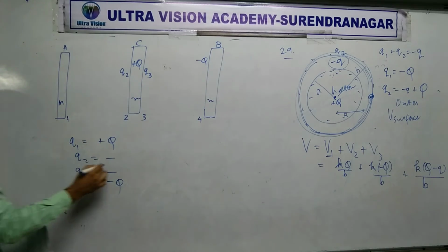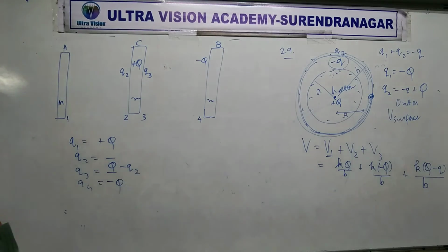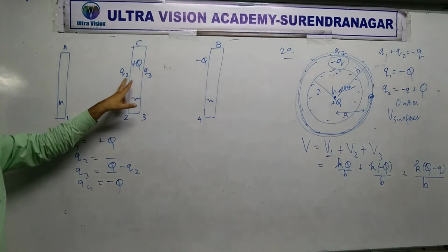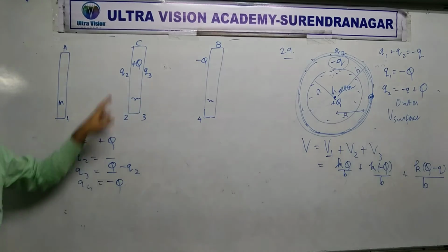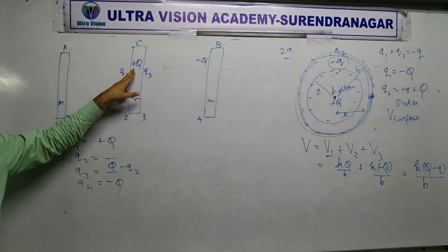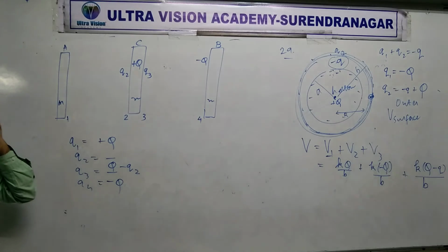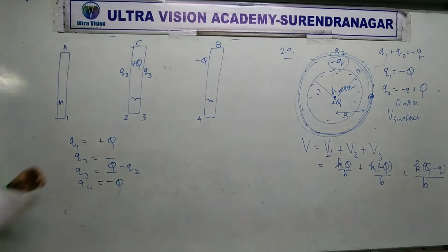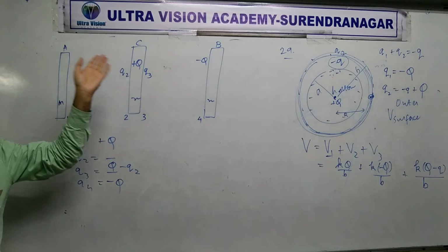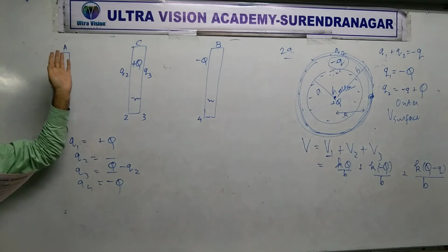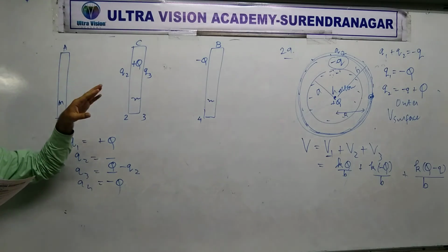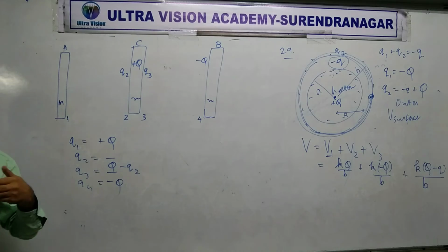Actually, Q3 will be equal to Q minus Q2. Yes or no? Conservation of charge. It has total charge Q. Even if some of it flows, the total will always remain the same. If you add them, you get Q. Now we will find, see, we don't know how much charge will be there everywhere. It says surface 1 and 2 will have equal and opposite charge, surface 3 and 4 will have equal and opposite charge, and so on.